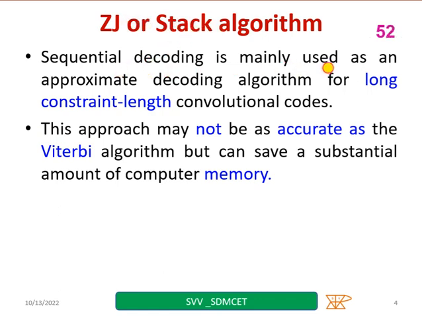Sequential decoding is mainly used as an approximate decoding algorithm for long constraint length convolutional codes. This approach may not be as accurate as the Viterbi algorithm, but it can save a substantial amount of computer memory. Whenever you want, you can pause the video and note down.